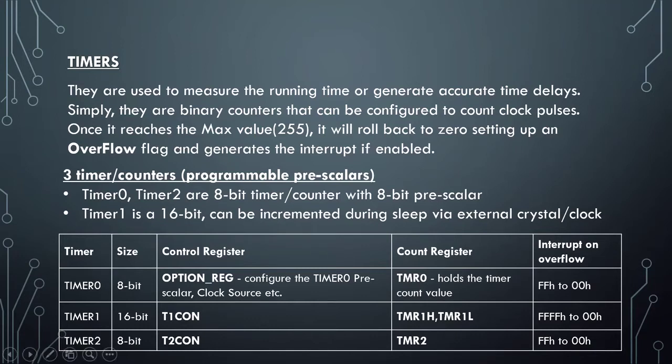And what happens to the interrupt on overflow? In timer 0, it goes from FFH to 00H. For timer 1, it goes from FFFFH to 00H. For timer 2, which is also an 8-bit timer similar to timer 0, it goes from FFH to 00H.